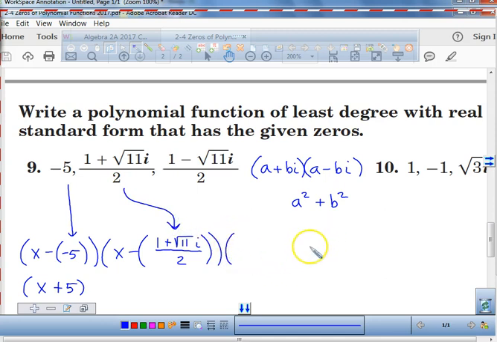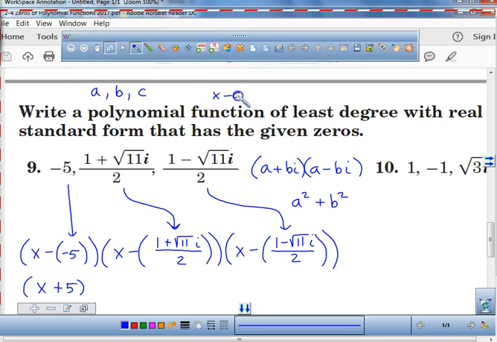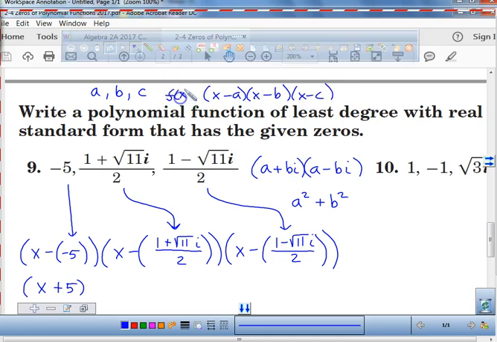And the last one I'm going to do is x minus, open parentheses, 1 minus radical 11 times i, all over 2, and I'm going to close this parentheses. Okay. So I'm taking this root and I'm plugging it in. Just remember, if you have roots a, b, and c, where a, b, and c are any number, your function will always be x minus a times x minus b times x minus c. That's what f of x would equal.